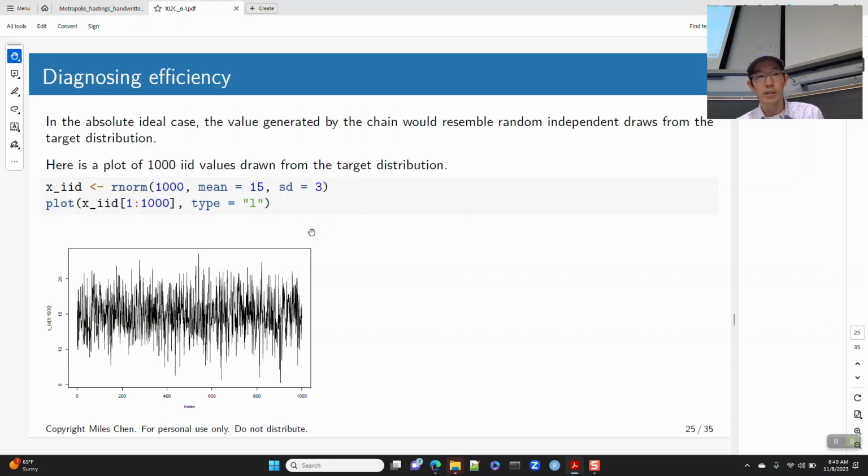Okay. Now, one shortcoming of the Markov chain is that the values generated in your Markov chain are not going to be IID. Okay, they are not independent. The next value generated by your Markov chain, by definition, depends on your current value. And this is what IID values look like. So here, if I just say, hey, give me 1,000 random normal values, this is what IID values look like. It just bounces all over the place. Centered at 15, standard deviation 3. This is what IID values look like.